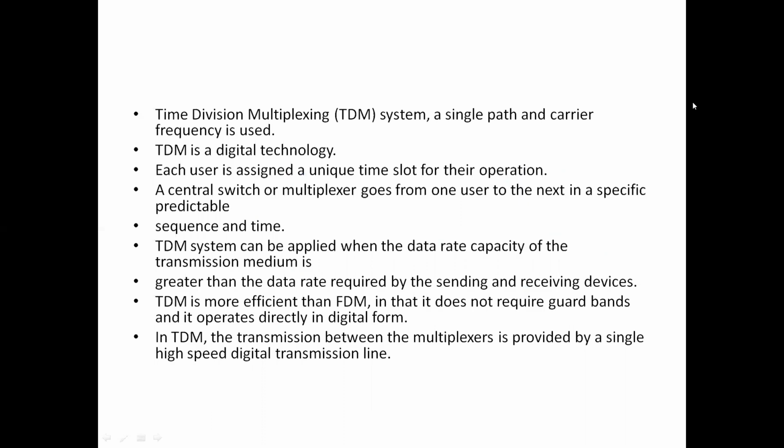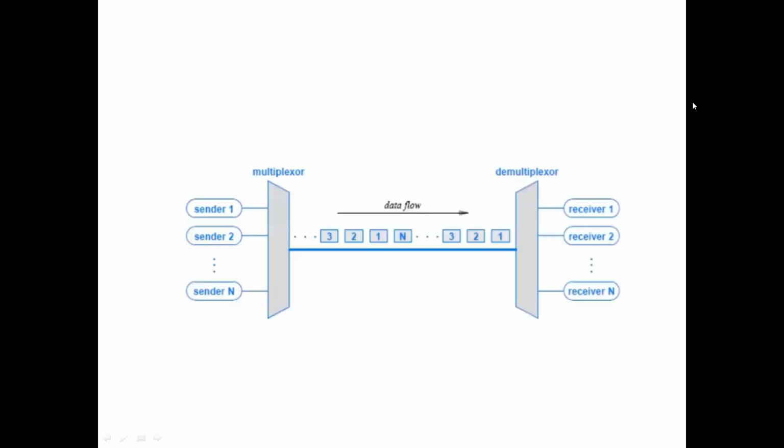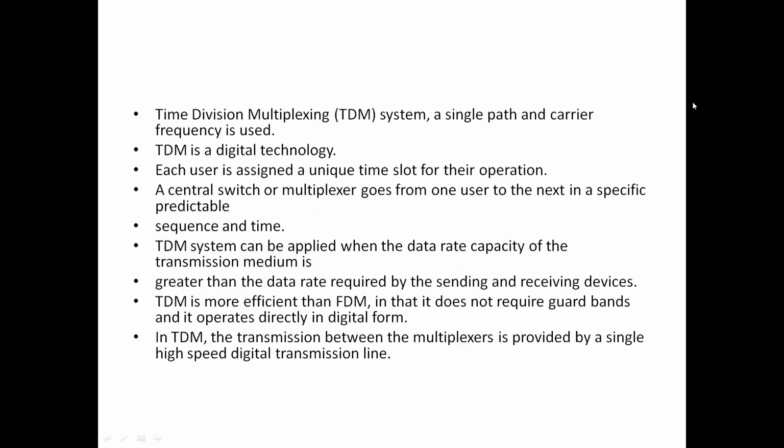This is a system where a single path and a single carrier frequency is used. It is entirely digital. Each user is assigned a unique time slot for their operation. As you can see in this diagram, the data flow is accomplished using time slots where each sender is assigned a particular time slot only. A central switch or multiplexer goes from one user to the next in a specific, predictable sequence and time.